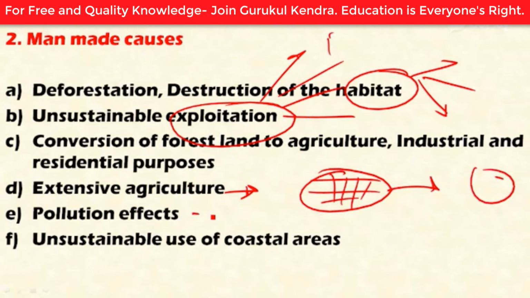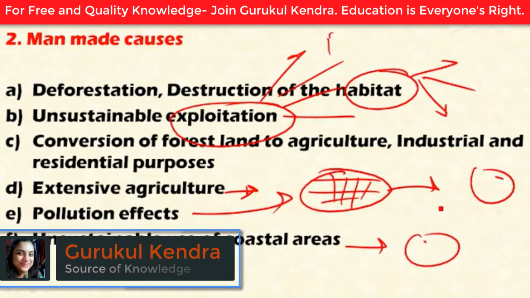And the effect of pollutants, as I mentioned earlier, and unsustainable use of coastal areas, leading to coastal erosion and death of coral reefs. And these are all the man-made causes for the reduction of biodiversity.